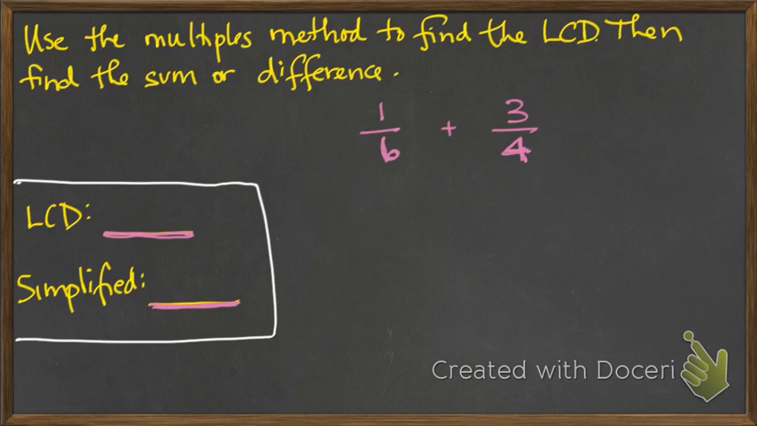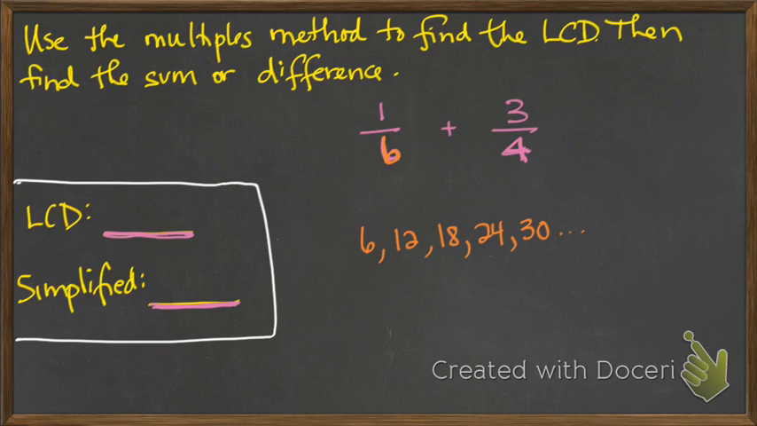So first off, it says use the multiples method to find the least common denominator. Remember, the multiples of 6, you just say, okay, if I have 1 6, that's 6. If I have 2 6s, that's 12. If I have 3 6s, 18. These are multiples of 6. So just write some down. Might need more, we're not sure. I think that's a good start.